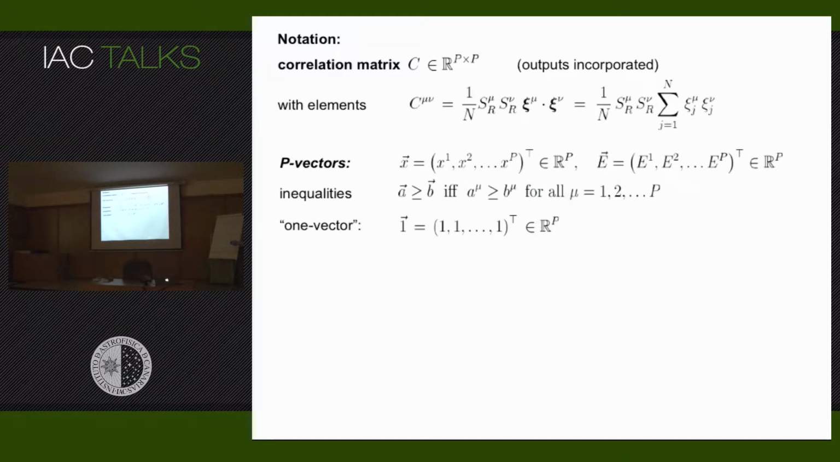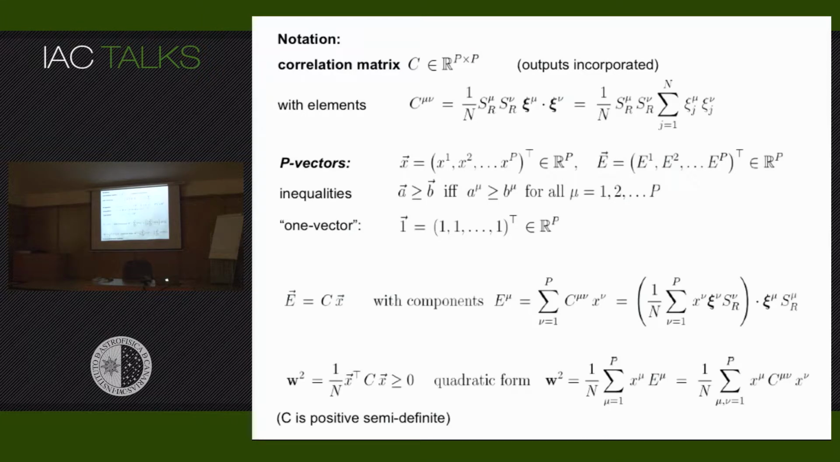So this is only done in optimization theory, but you will find it frequently there. And I will use a 1 vector, just a P vector of 1s in it. And then I can rewrite things very conveniently. For instance, the vector E of local potentials becomes just C times X. Correlation matrix times embedding strength. It has these components by definition, so you can go back to the original definition by inserting things, and you see that this is the same.